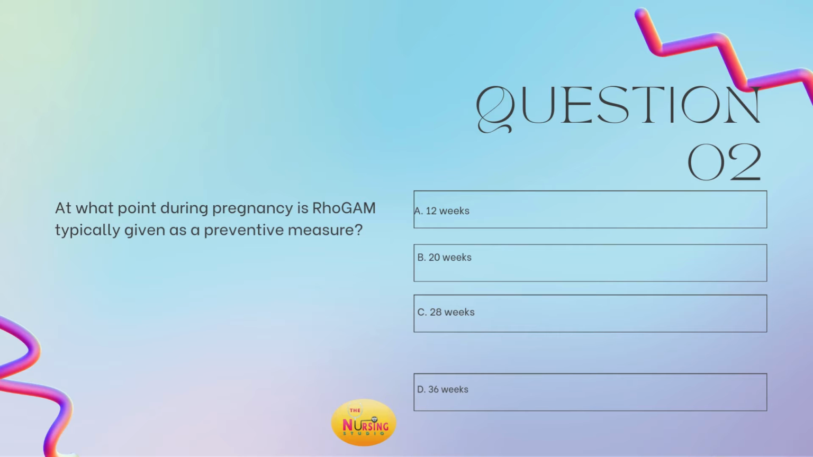All right, so the question is the stem. At what point during pregnancy is RhoGAM typically given as a preventive measure? And your best answer is C, at 28 weeks. We give RhoGAM at 28 weeks to RH negative women as a preventative measure to prevent any antibodies going to a potentially RH positive baby.